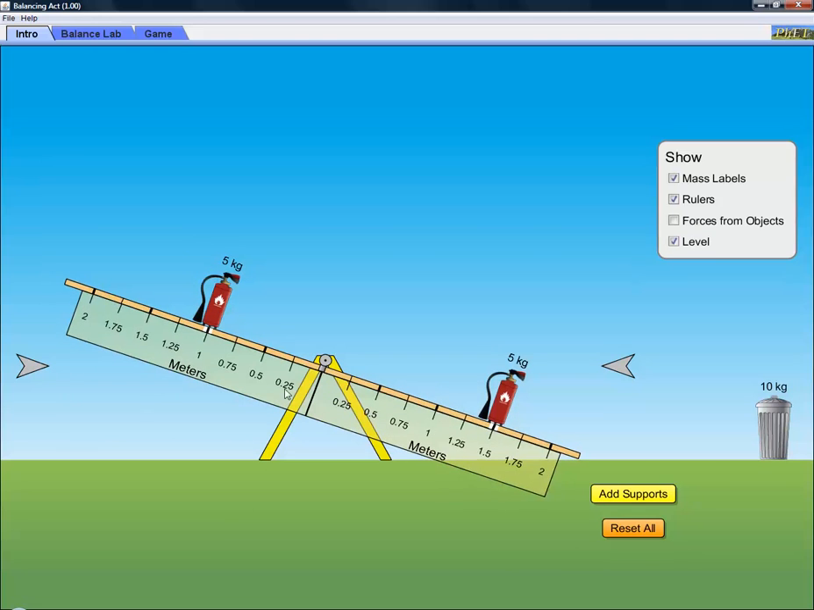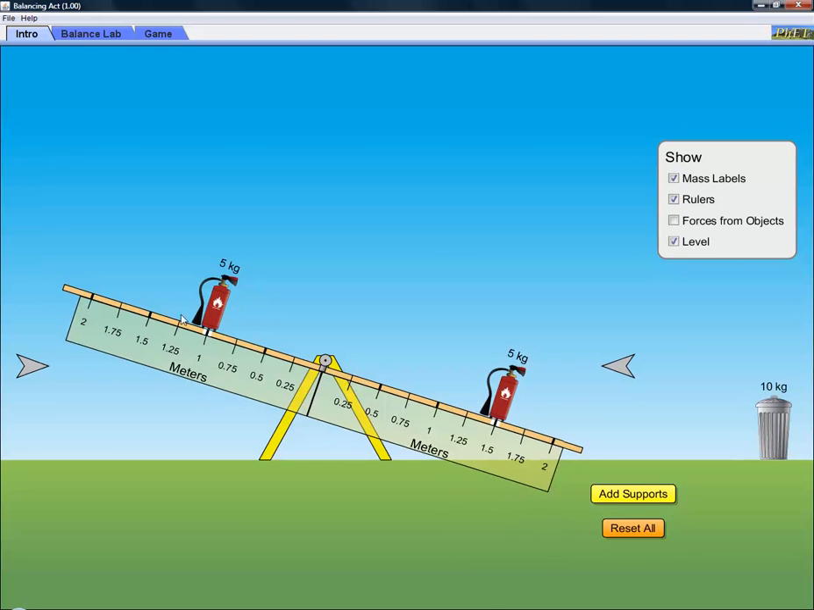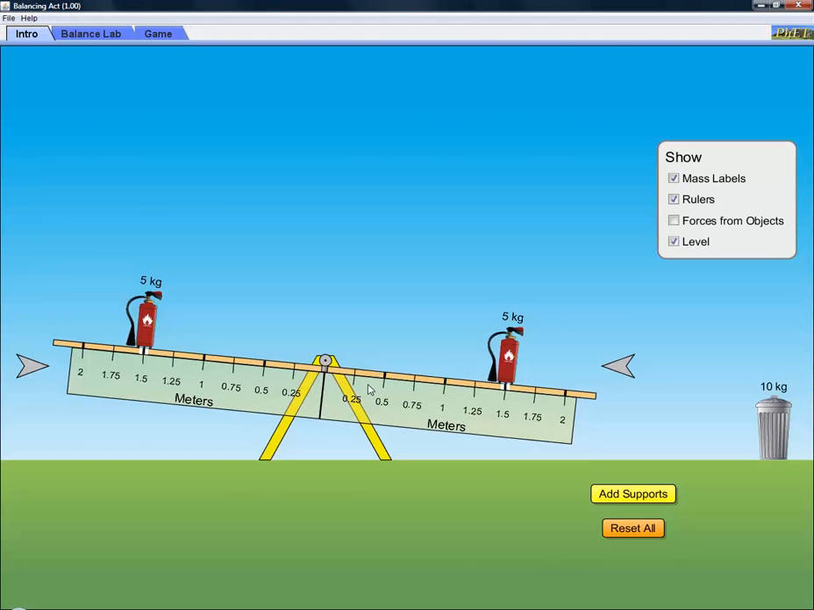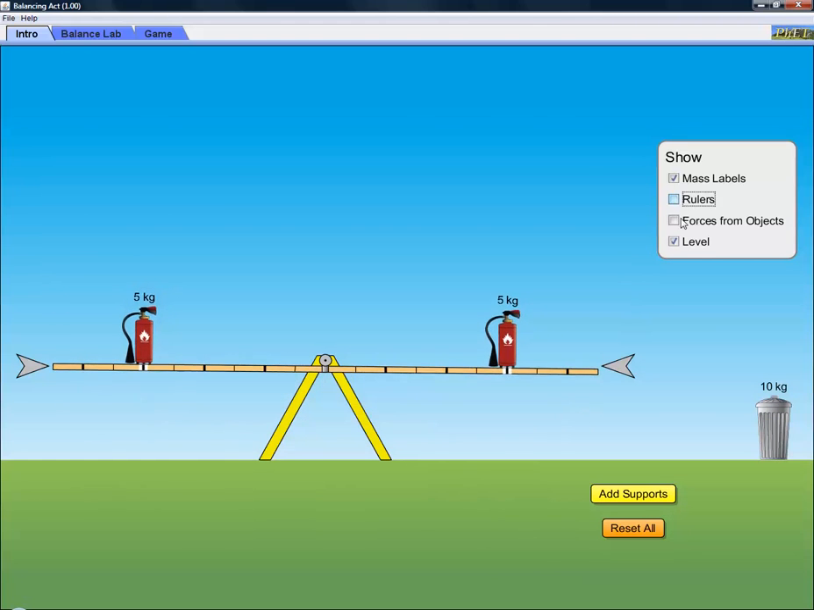Move this one in. Not level. So far, not rocket science, okay? A moment then, simply, let's just turn this off because it's confusing.